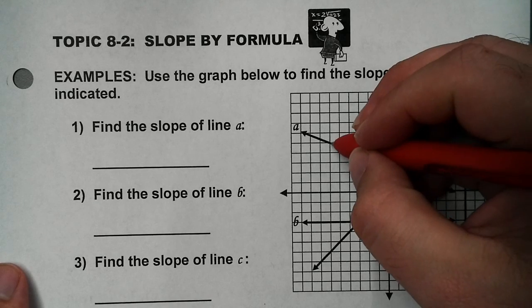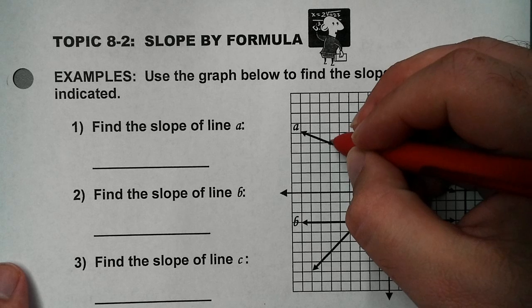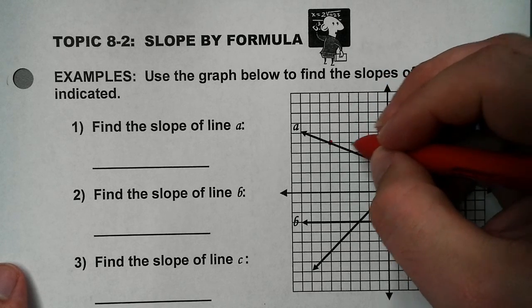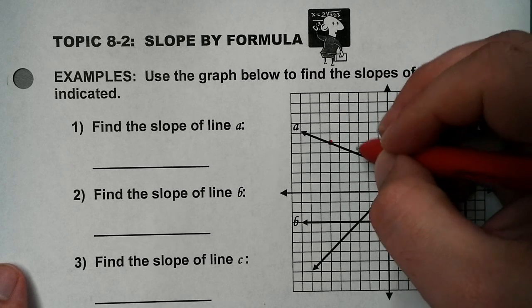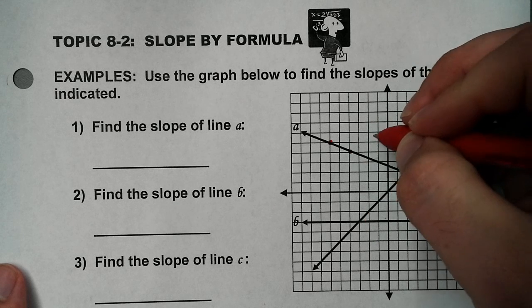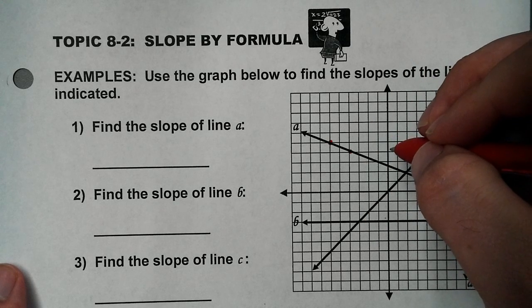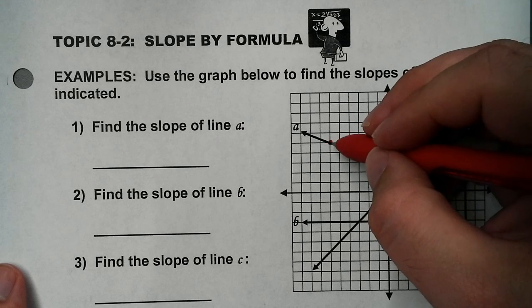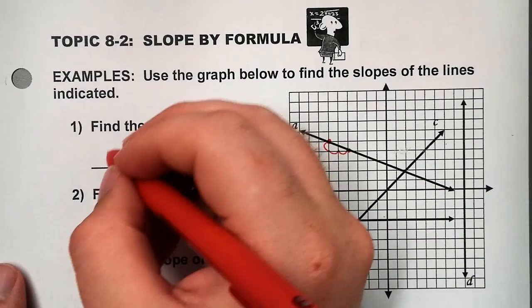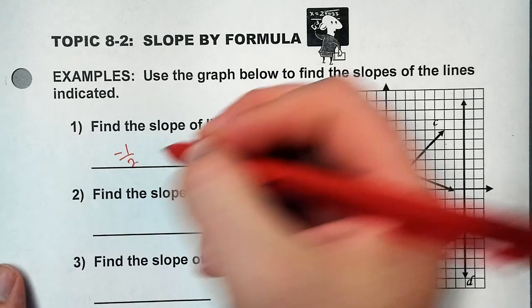Now, what you want to do for your points is find a spot that crosses both the up and down lines and the right and left lines, so the y's and the x's. After you have your 2 points, then you can start to connect them. So this one goes down 1 and over 2. So it's -1 over 2.